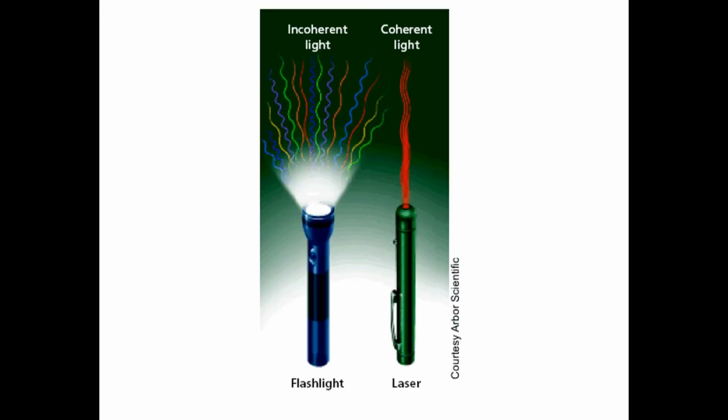Here's a comparison of incoherent and coherent light. The light from the flashlight on the left is incoherent. Different wavelengths, all doing their own thing, not interfering with each other at all. On the right is a coherent laser light, all the same wavelength, all lined up together.